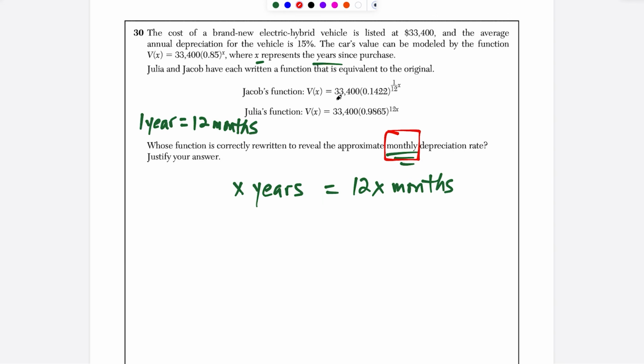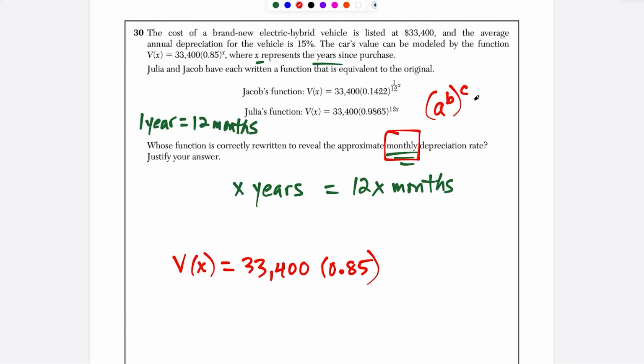Okay, so for this one, how we could justify this though is we could take the starting function v of x, and we have 33,400. And then we have this function here, like the rest of the function over here is 0.85 to the x power. But what we're going to do instead is we're going to use this property of exponents. When we have a to the b to the c power, this is a to the b times c. So I want to rewrite x. X I'm going to write as we're going to have 1 over 12 times 12x like this. Okay, so I'm going to write this now as 0.85 to the 1 over 12. And then this I'm going to raise to the 12x power.